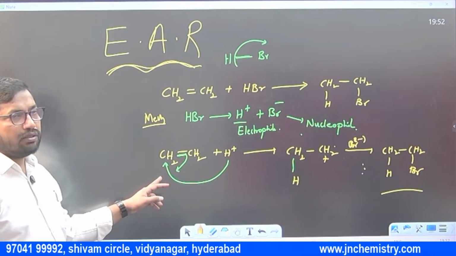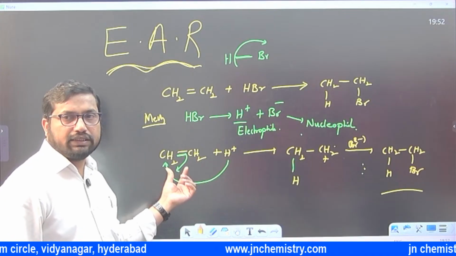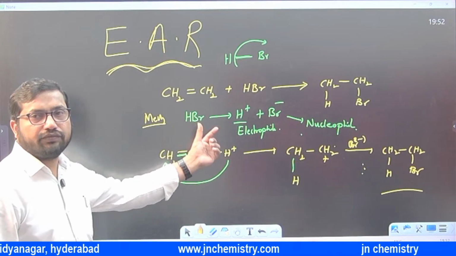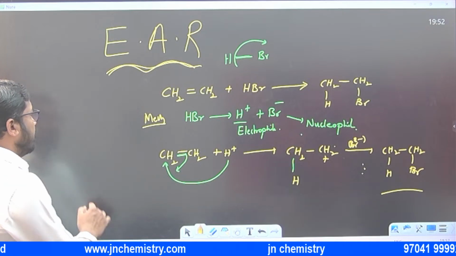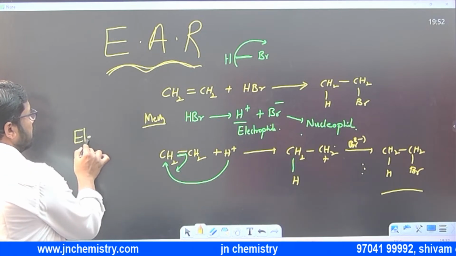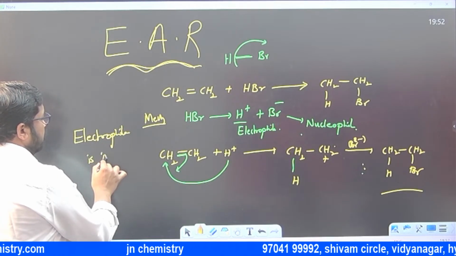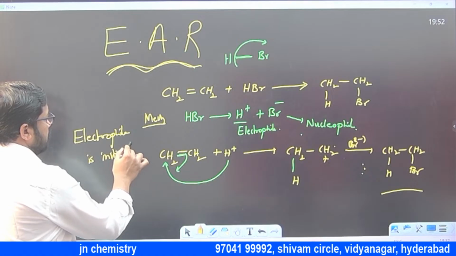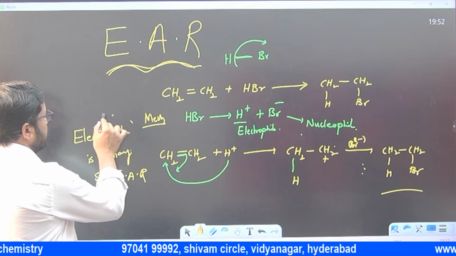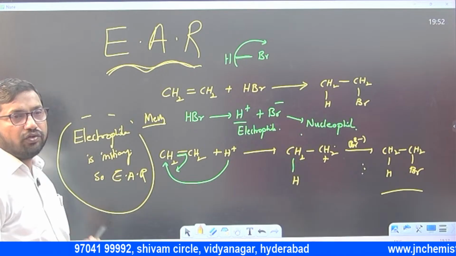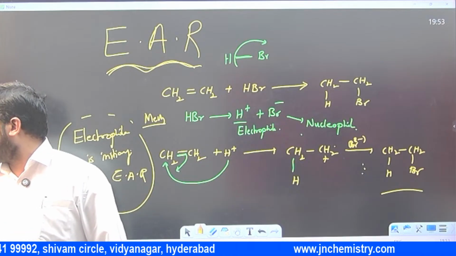This is the slow step, no? So the bond is breaking there. It is H plus, the electrophile, that is initiating the reaction. That's why we call the total reaction an electrophilic addition reaction. So write it down: electrophile is initiating. If the nucleophile is initiating, it is a nucleophilic addition reaction. If Krishna is initiating, Krishna addition reaction.